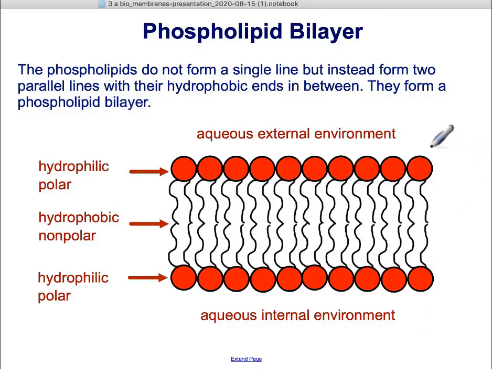So let's take a look at this diagram here. You can see that there is a line or a row of those phospholipids here and another layer of them here. And then their hydrophobic ends are here in the middle. And this is the bilayer.